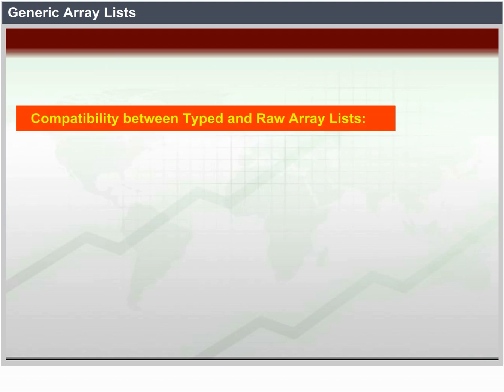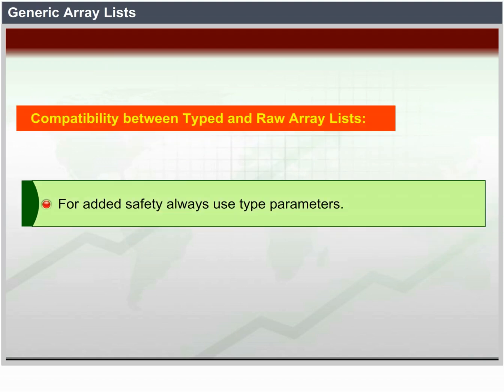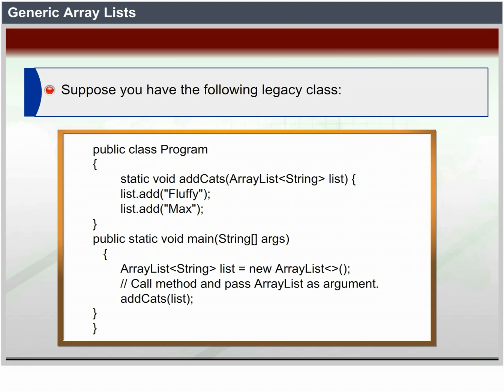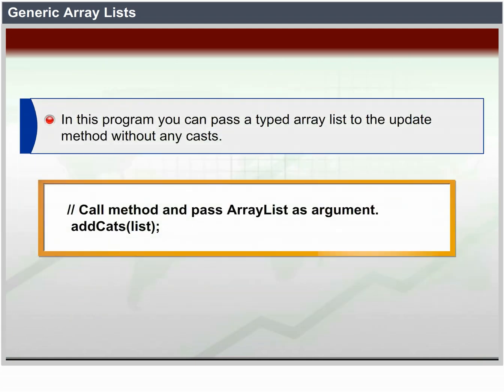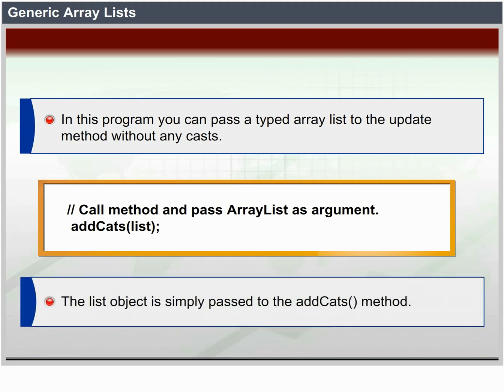Compatibility between typed and raw ArrayList. For added safety, always use type parameters. Suppose you have the following legacy class. In this program, you can pass a typed ArrayList to the update method without any cast. Call the method and pass the ArrayList as an argument. addCats(list). The list object is simply passed to the addCats method.